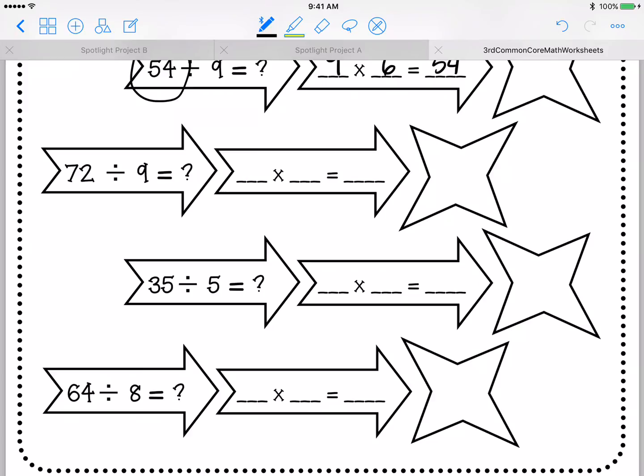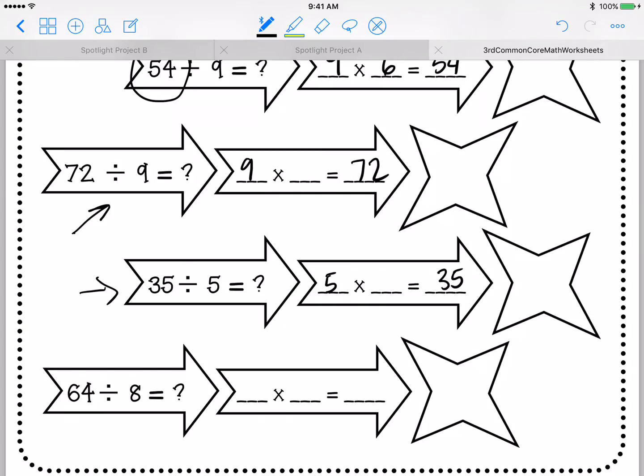Got a couple more. I want you all to do the same thing with this one. And I want you all to practice the same thing with 5s. 9s and 5s should be pretty easy for us. So 9 times what is equal to 72? 5 times what is equal to 35? You all need to figure that out.